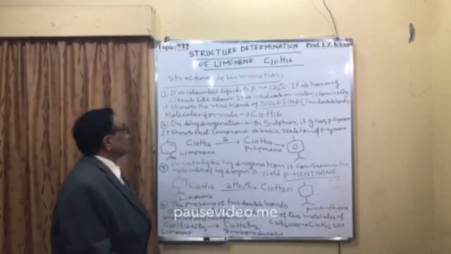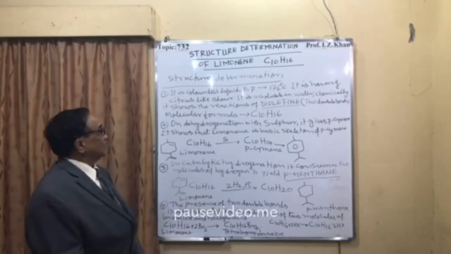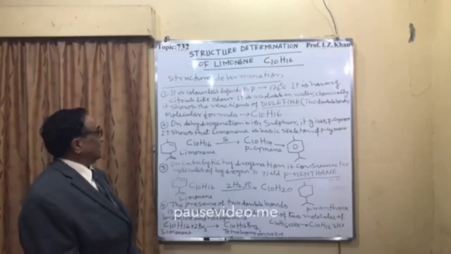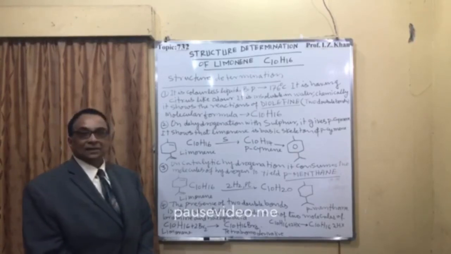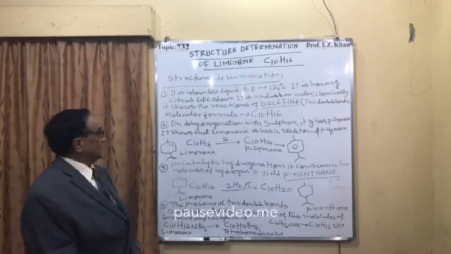Number 1, it is a colorless liquid. Boiling point 176 degrees centigrade. It has a citrus-like odor. It is insoluble in water, and chemically it shows the reactions of a diolefin, meaning with 2 double bonds. It has molecular formula C10H16.